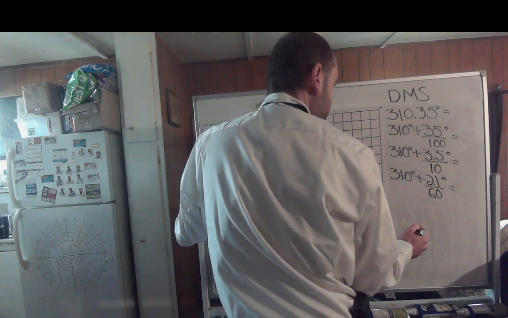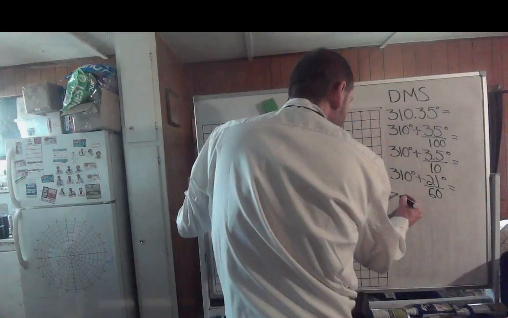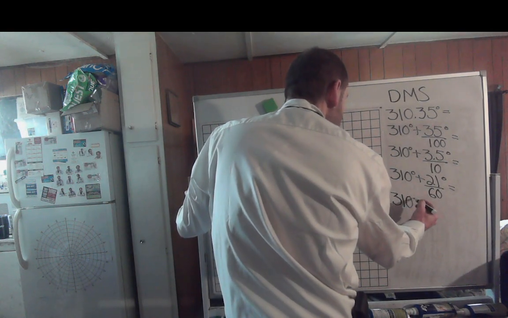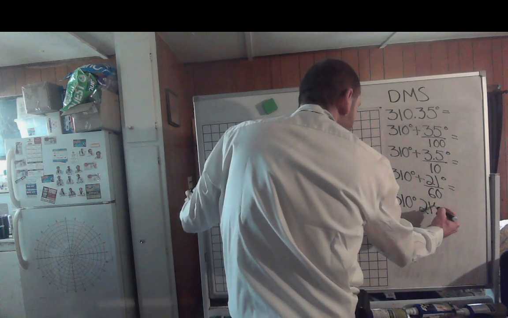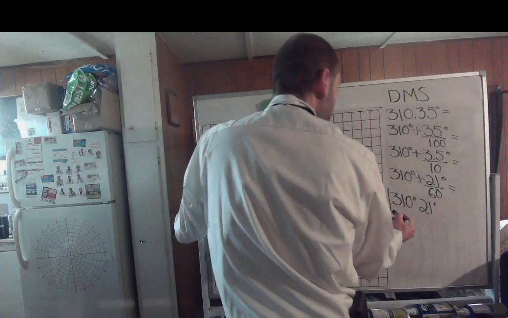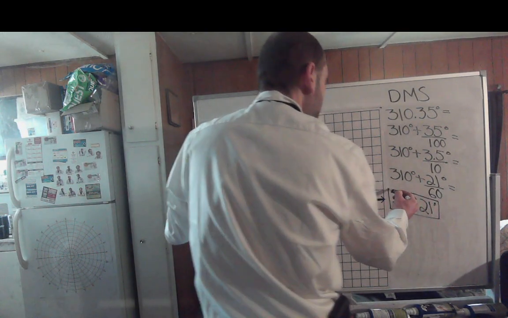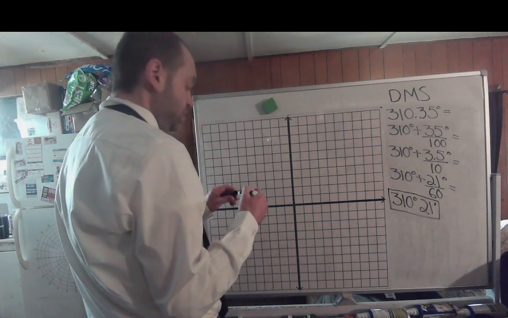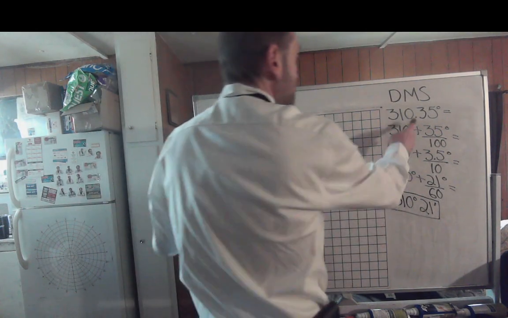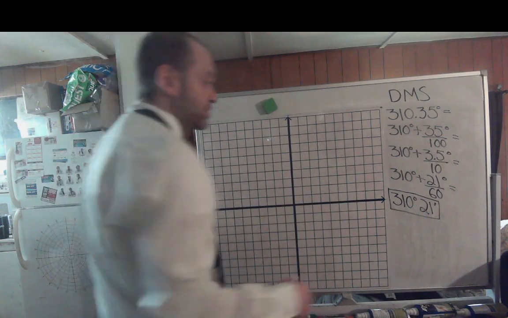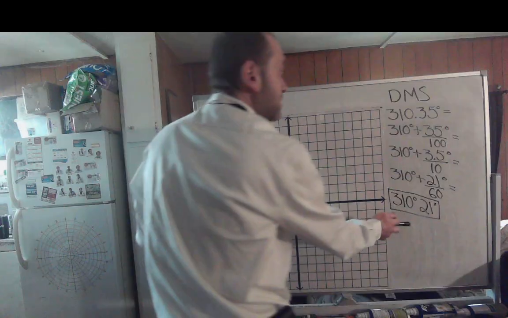So that numerator of 21 tells you you have 21 minutes. Well, I guess it worked out where we still didn't have seconds. So 310 degrees and 21 minutes is what you'd end up getting. So 310.35 degrees is 310 degrees and 21 minutes. All right. So that's it for degrees, minutes, and seconds.